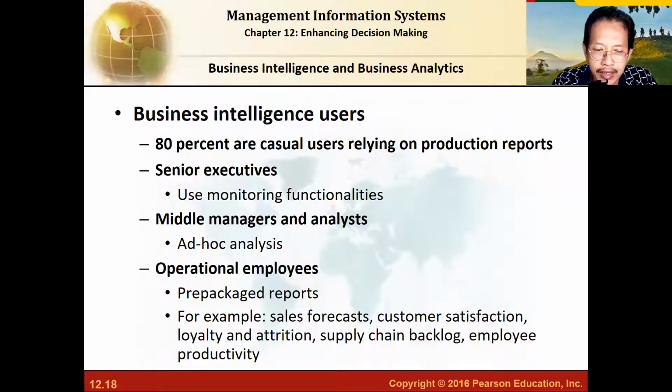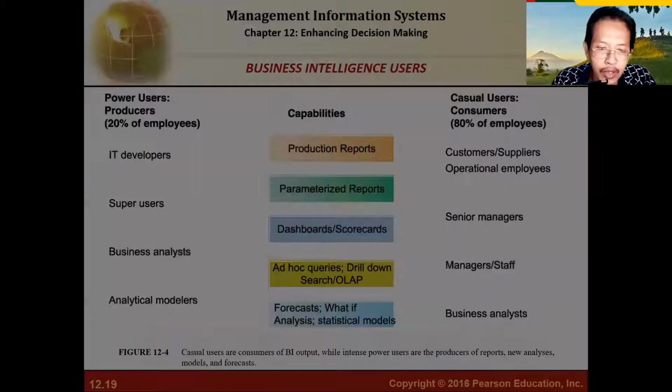Now, it says that 80% are casual users, meaning users that just use reports. They don't really drill down. They don't really use specific ad hoc questions, but they just use the ready-made reports that are provided by the systems. The others might be senior executives, who monitor functionalities, the middle managers having ad hoc analysis, and the operational employees, who look at prepackaged reports. So these are reports that have been ready-made, and are routinely used. Like every time you want to know customer satisfaction, or about the supply chain, how much backlog or how many pending orders you have, on productivity and so on.